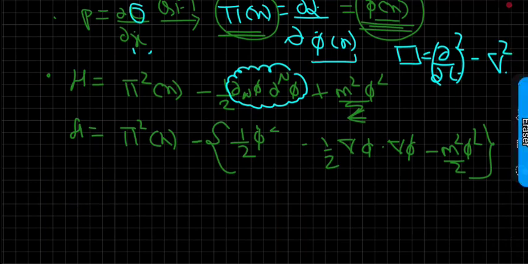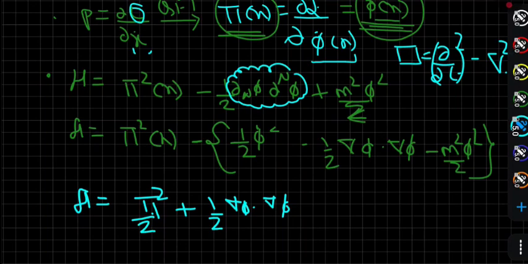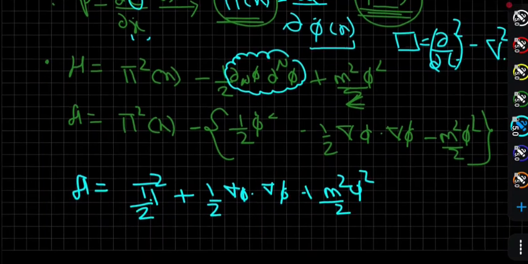So now I can define the Hamiltonian density as, if you remember, this phi dot square is just equal to pi square. So I am going to write it as pi square by 2, plus 1 by 2 del of phi into del of phi, this is the Nabla operator, plus m squared by 2 phi square.